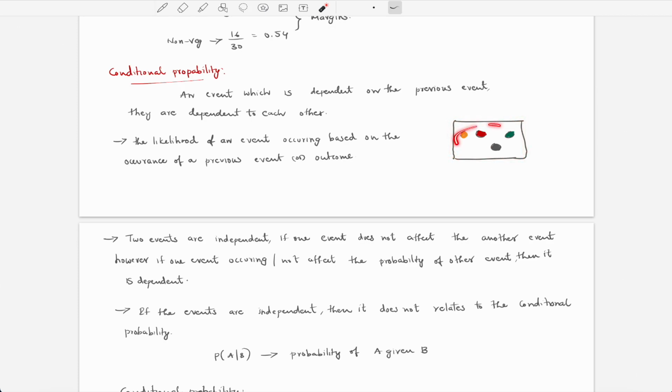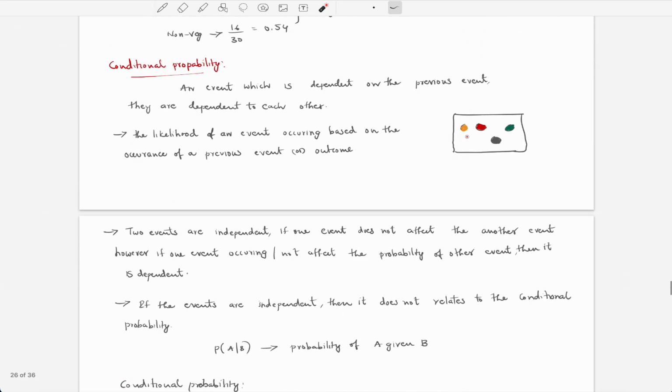If I shake this bowl and pick a red one out, and don't replace it, red won't be there, right? Then the number of variables is 3, and red won't be the output of the next event. It might be yellow, gray or green. So the outcome is dependent because we took one out and did not replace it. I hope you understand this. Two events are independent if one does not affect the other.